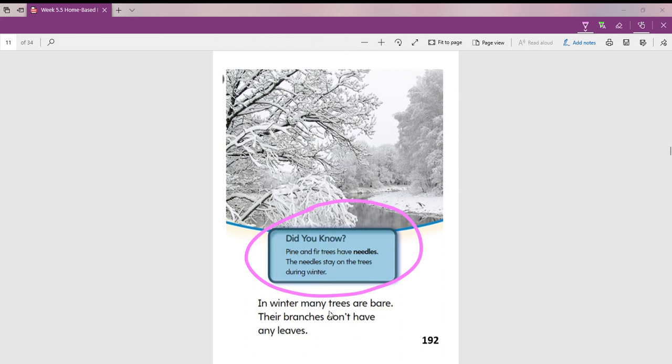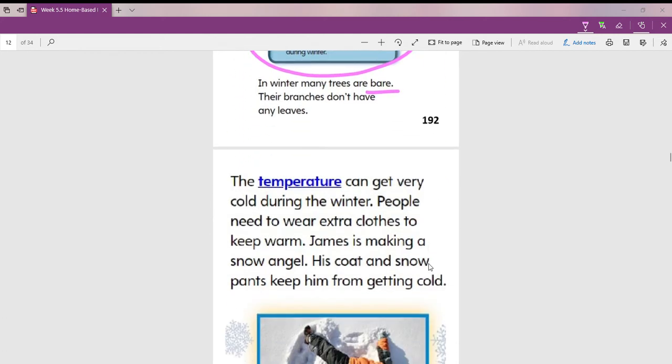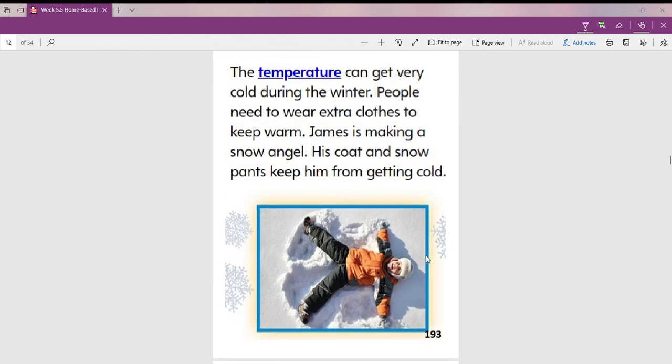In winter, many trees are bare. The branches don't have any leaves. So here's a word, bare. That means that the tree has nothing. There are no leaves. Oh, look here. We have a word in blue and it's underlined. Let's see what this tells us. The temperature can get very cold during the winter. People need to wear extra clothes to keep warm.